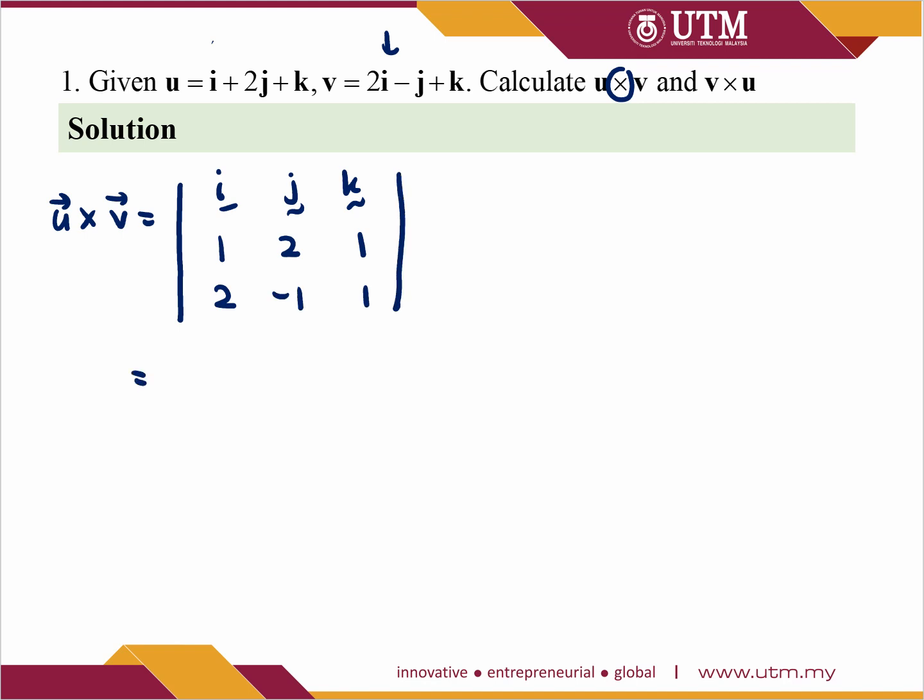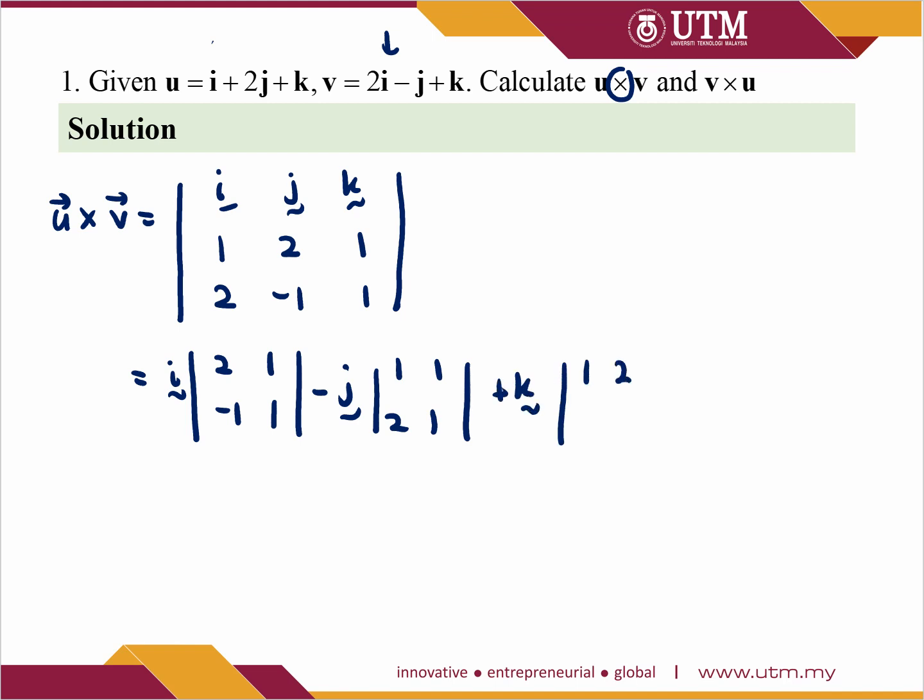Now remember that we solve this like finding the determinant of a 3 by 3. So I multiply i with the determinant of 2, 1, negative 1, 1, minus j times the determinant of 1, 1, 2, 1, and the last one is k times the determinant of 1, 2, 2, negative 1. Now solve the determinants. You get 3i minus j minus 5k. That is your u cross v.